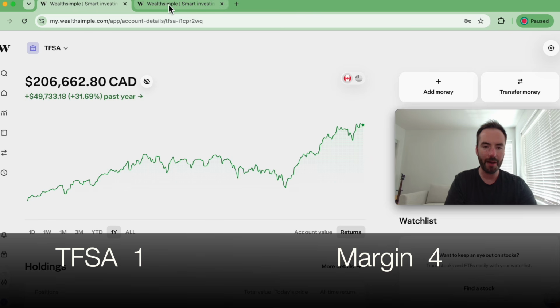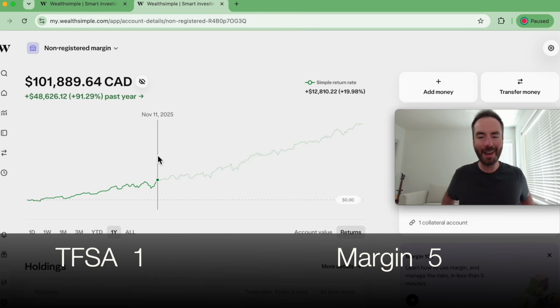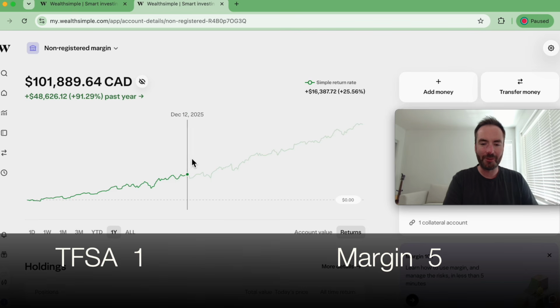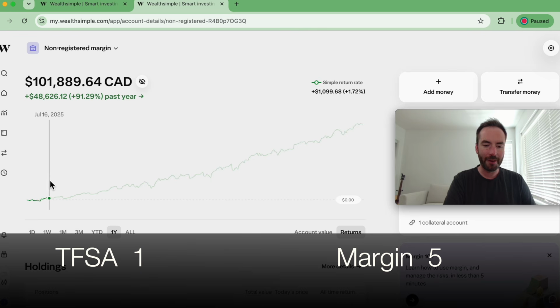31.69%. What about the non-reg margin account? Whoa, it's up 91.29%, just grinding up and to the right into the green. I mean, as an investor, who doesn't love to see that? No matter who you are, no matter if it's the income, no matter if it's the capital growth, we love seeing these kinds of returns.